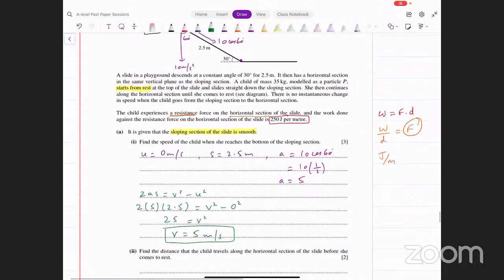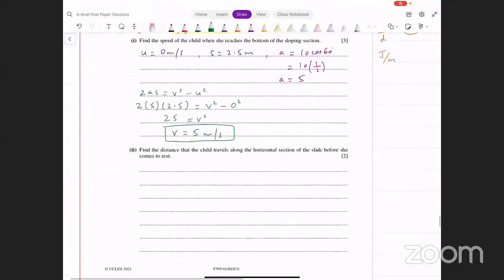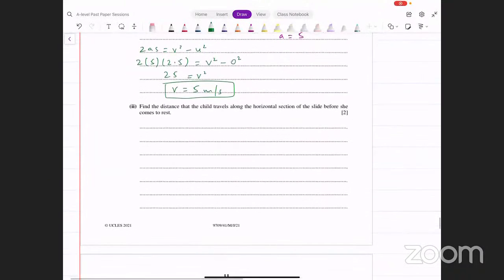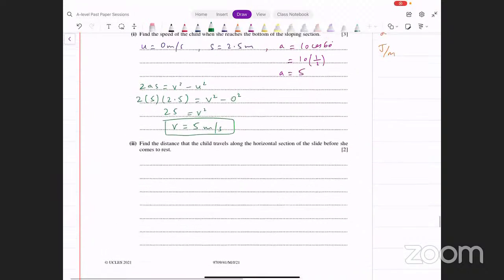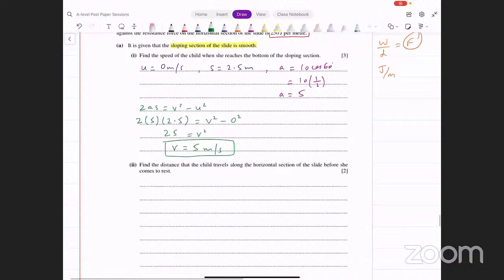ठीक है, ये इस point पे उसकी velocity आ गई. This is 5 meters per second. Okay. Now, let's look at the next part. It says, find the distance that the child travels along the horizontal section of the slide before she comes to rest. Okay, now what's the distance traveled before she comes to rest?